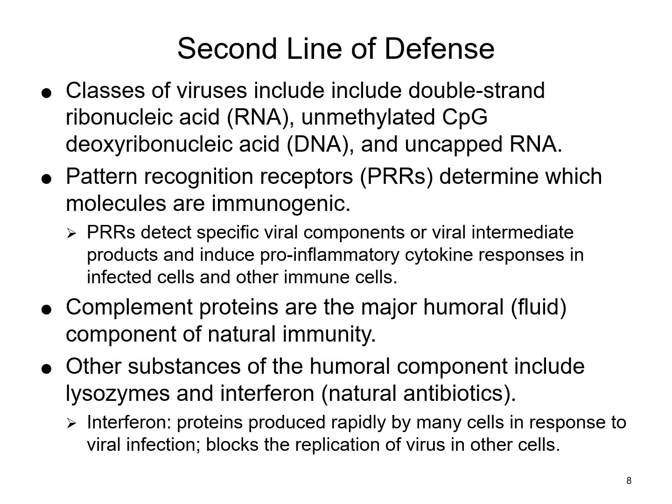Now, complement proteins are the major humoral, or fluid, component of natural immunity. There are other substances of the humoral component that include lysosomes and interferon, and they're sometimes described as natural antibiotics. Interferon is a family of proteins that's produced rapidly by many different cells in response to a viral infection, and it stops the replication of those viruses and keeps them from going into other cells. So it's a very important component as far as blocking those viruses from spreading.